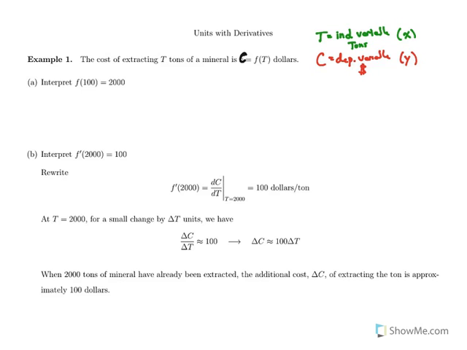So first, let's interpret just what this function value means. If I have f of 100 equals 2,000, then f of 100, this is a t value, and we output a c value. So this is the cost of extracting 100 tons of a mineral is $2,000.